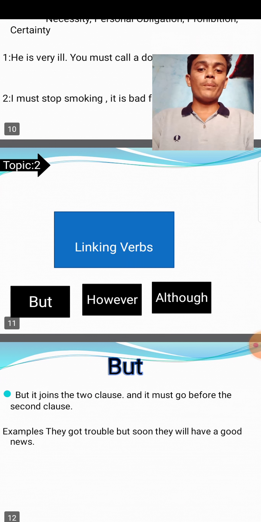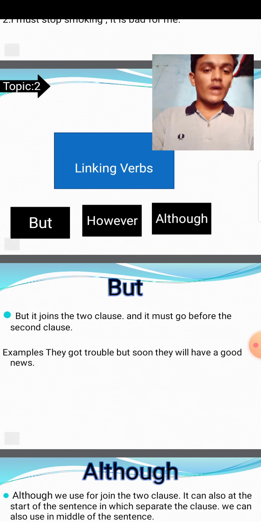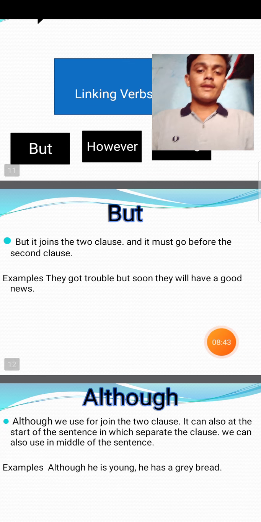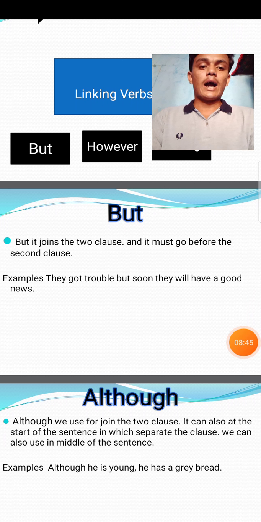The number two topic is linking verbs. Linking verbs are but, however, although. These are the linking verbs. Number one, but.